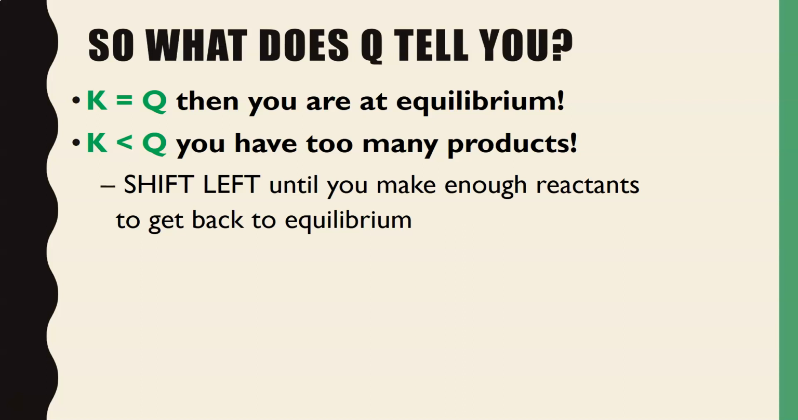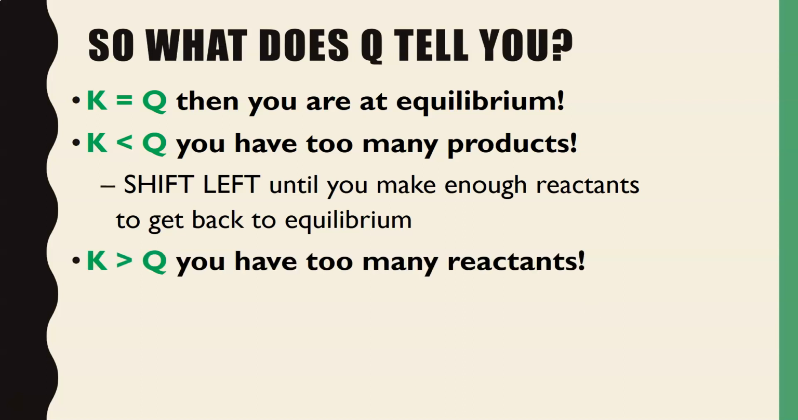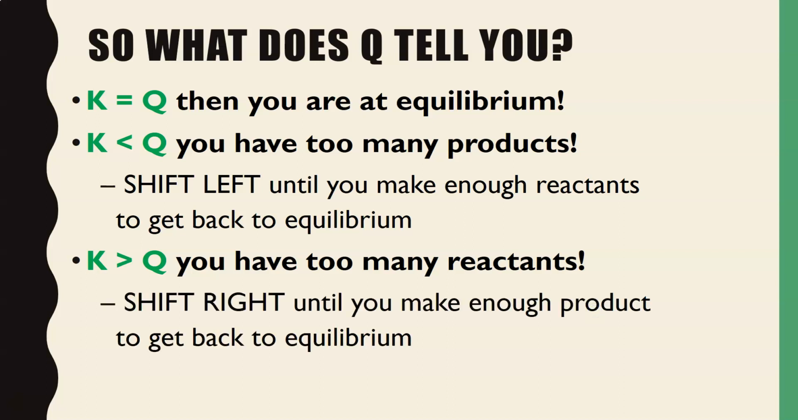Now, if you dump your chemicals in the beaker, you calculate your Q value, and Q is too small. Q is smaller than K. What that's telling you is that you don't have enough products. Your numerator is too small, your denominator is too big. You have too many reactants and not enough product. So the reaction is going to proceed in the forward direction. You're going to shift to the right until you've made enough product to be at equilibrium.